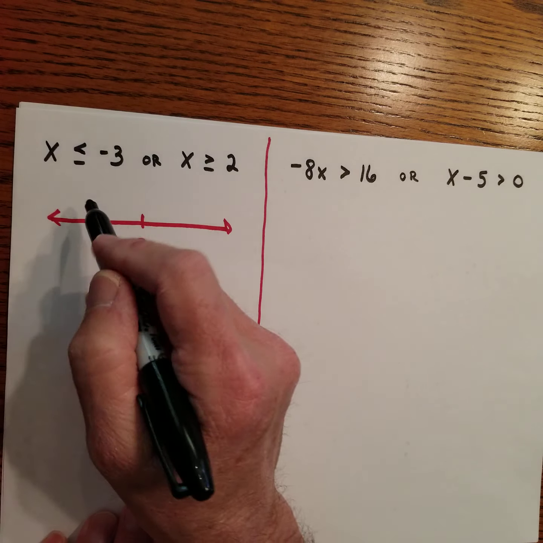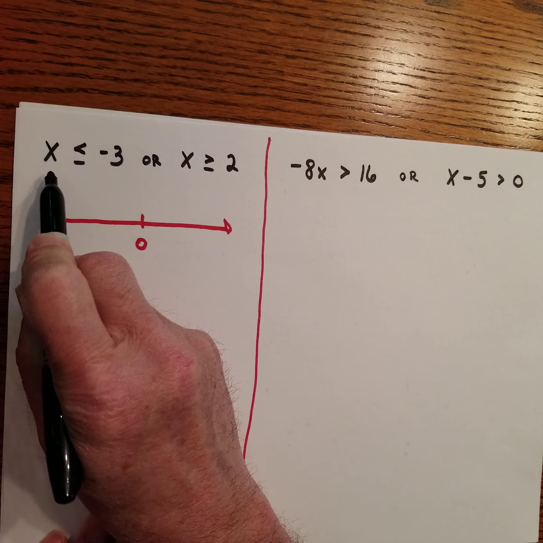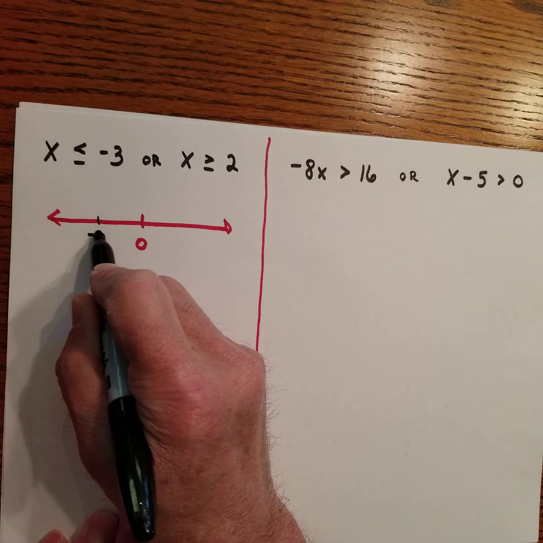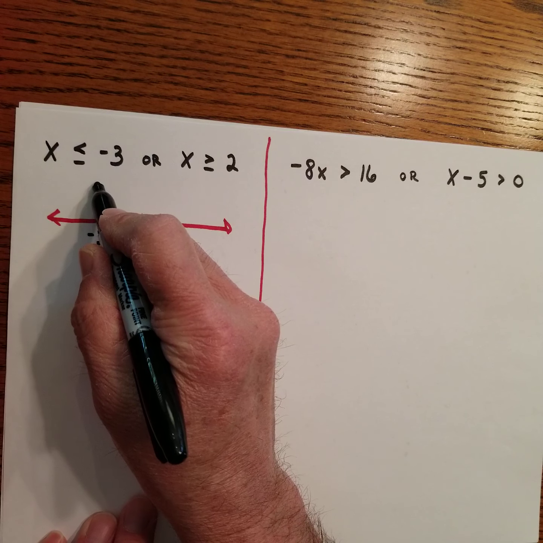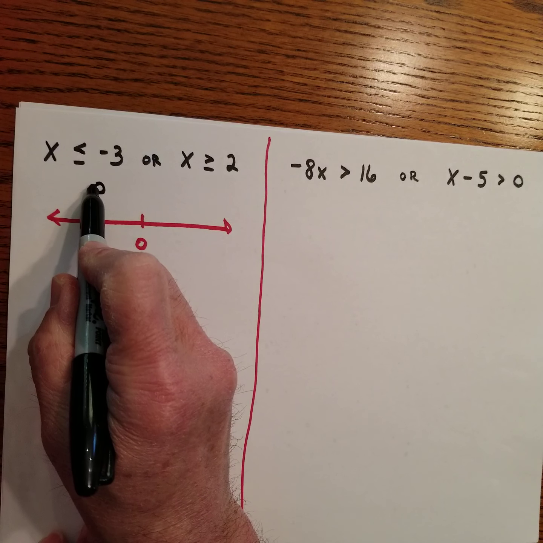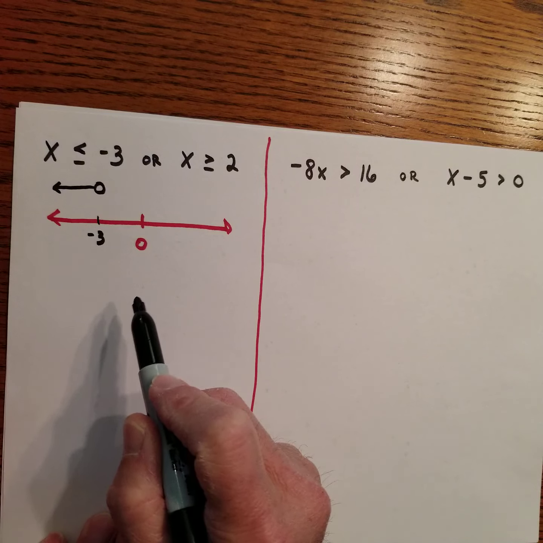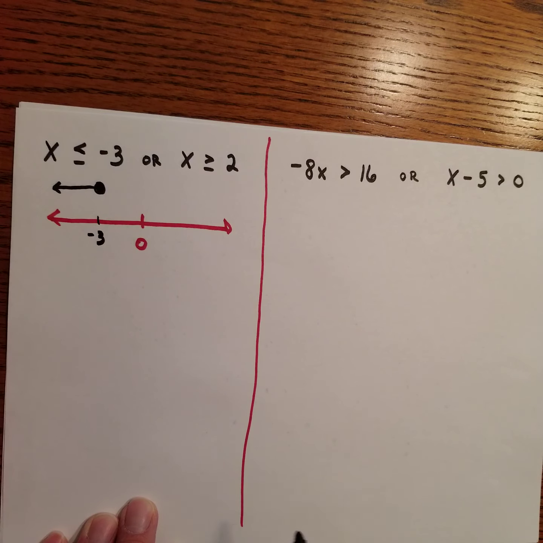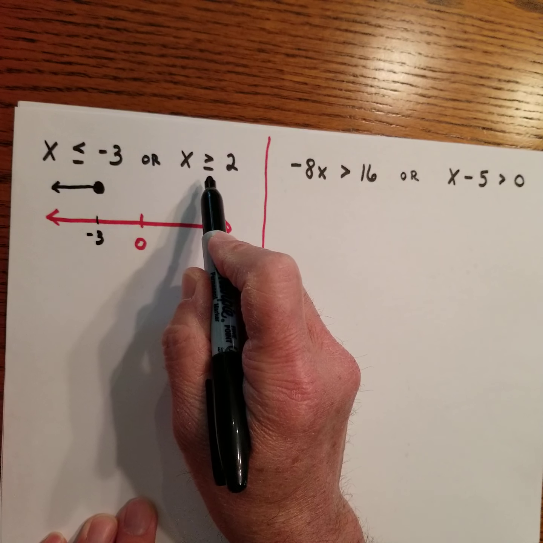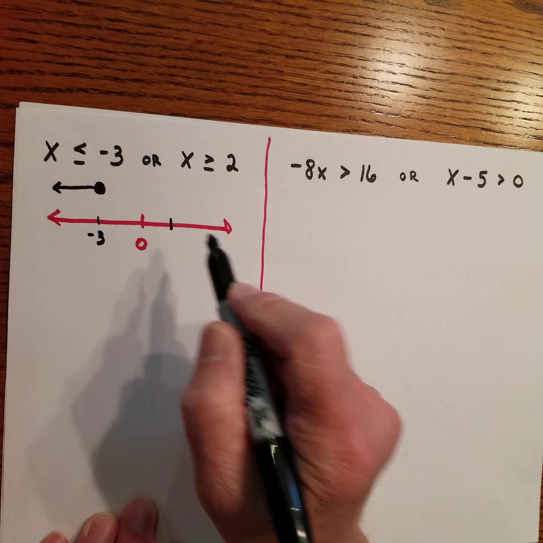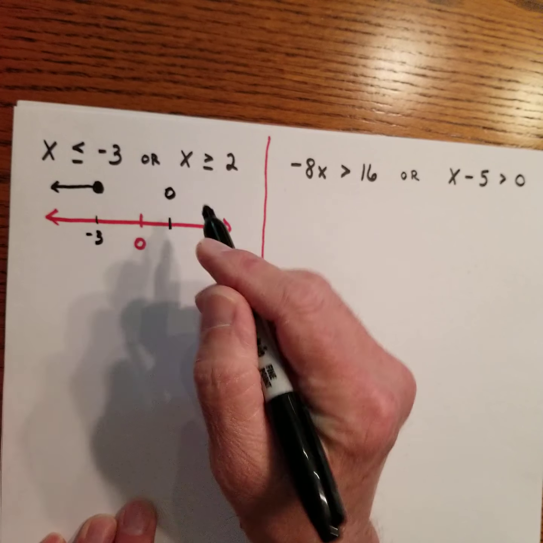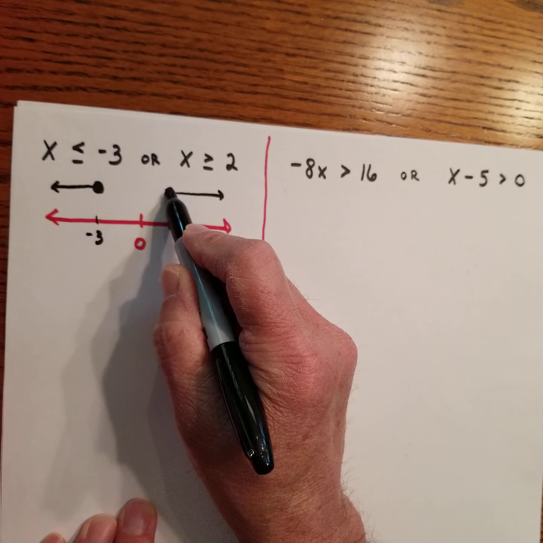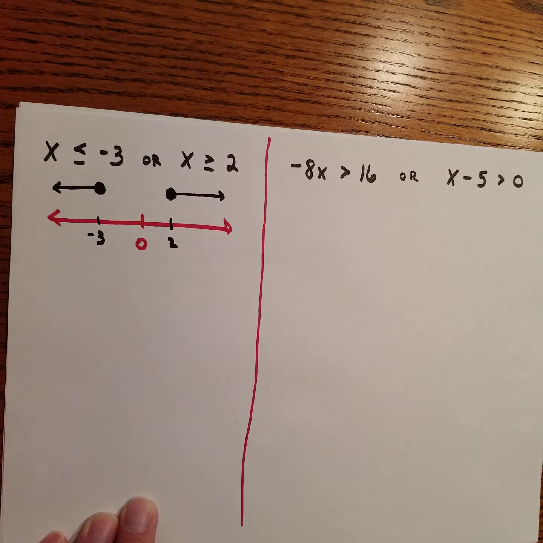For this first problem, look at the left-hand part. I'm to cover numbers that are less than or equal to -3. Here's -3. Numbers that are less than or equal to -3 would be numbers to the left of -3. Because of the equal bar, color in the dot. This half says cover numbers that are larger than 2. Numbers to the right of 2. That would look like this. And again, with the equal bar, color in the dot.